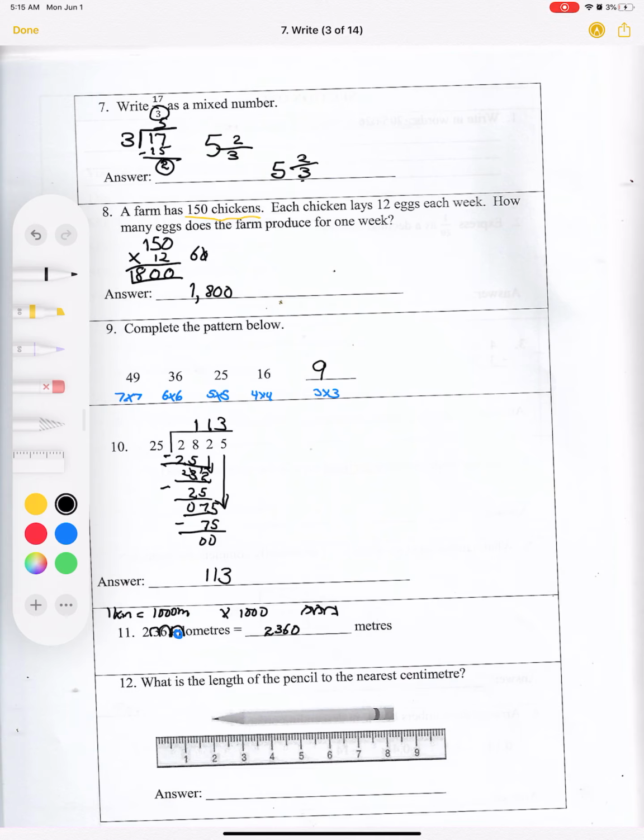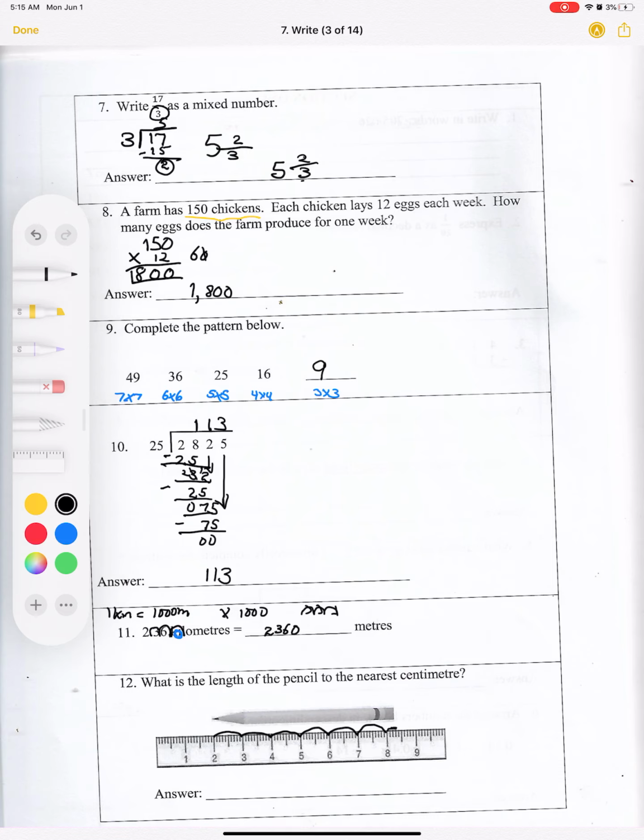What is the length of the pencil to the nearest centimeter? Remember, the pencil did not start from 0 against the ruler. So what do we do? We can count on. 2 to 3 is 1, 3 to 4 is 1, 4 to 5, 1, 5 to 6, 1, 6 to 7, 1, 7 to 8, 1, and then you have a little piece. A little piece which is about 0.2 or 0.3.